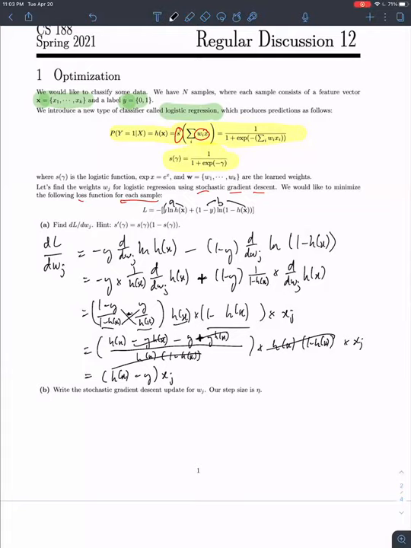And does that make sense? Well, yeah, so if we increase w, that increases. Wait, why does this make sense? All right.